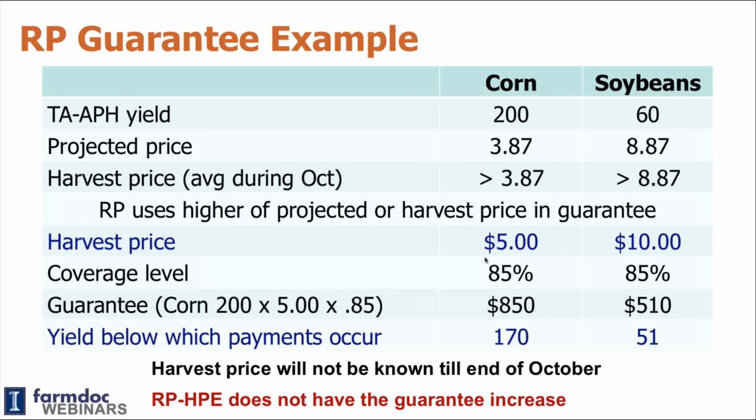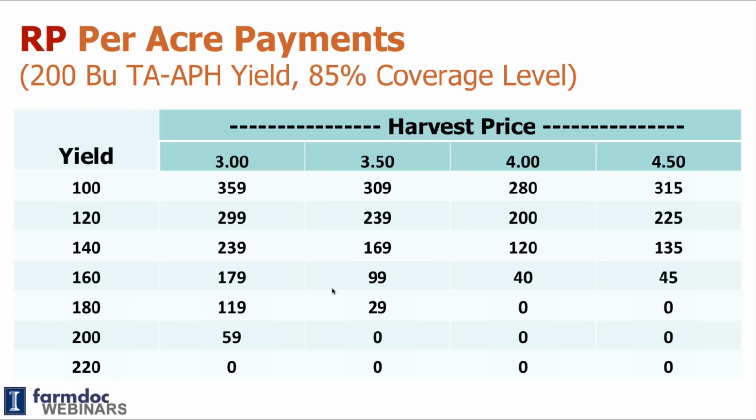And again, if the harvest price is below the projected price, we would be using that projected price in this guarantee increases. Just to give you a feel here, I'm just going to give you the payments for RP for different yields and different harvest prices. Here you can see for a $3 harvest price, you would get a $3.59 payment, $2.99 for 120 bushel yield, and you can see those decreases as the yields increase.